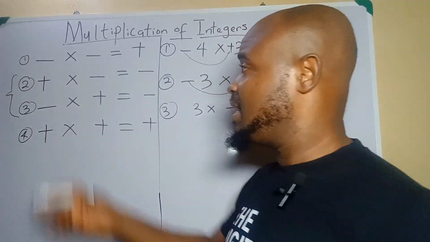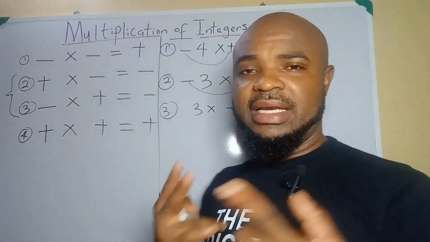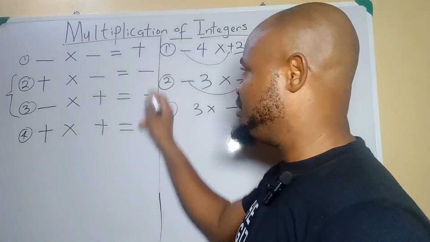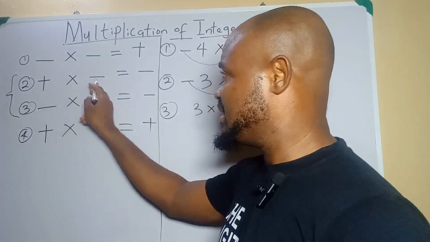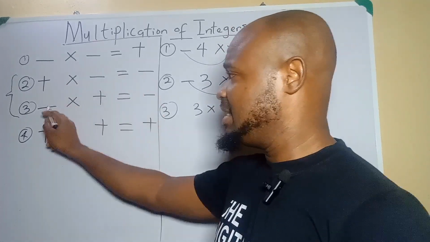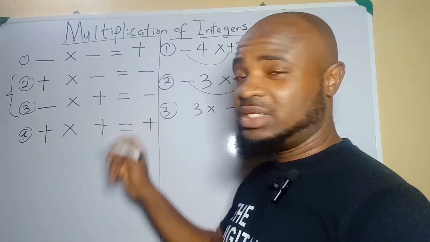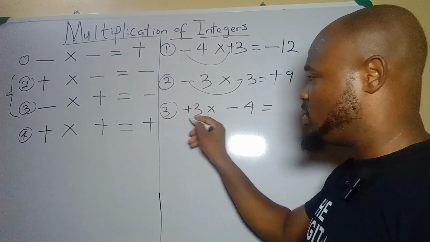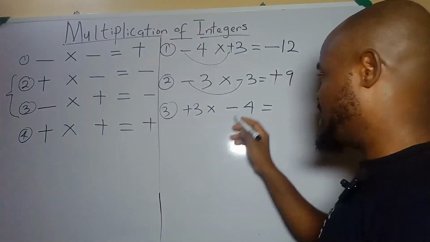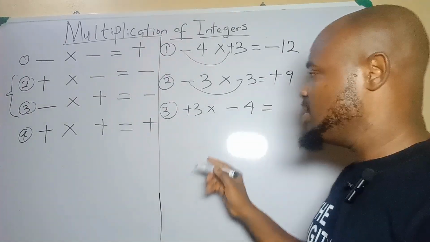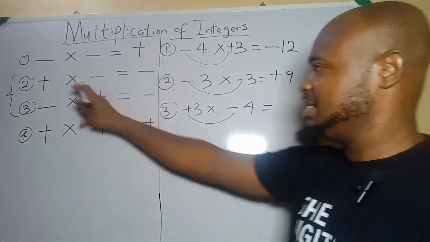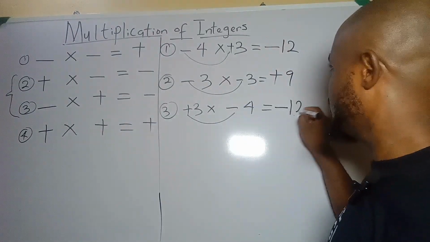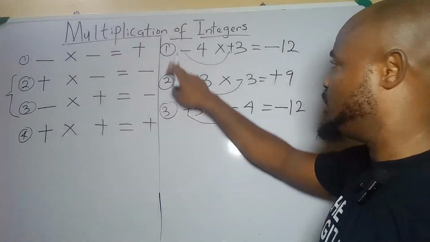Whichever one comes first, either the positive or negative, for as long as the negative and positive are being multiplied, your answer will still end with what? Negative sign. So positive times negative equals negative, or negative times positive will still give us what? Negative. So if I give you a question like number 3 now, 3, this time around my 3 is positive and it's coming first, and my 4 is negative and it's coming next. So positive times negative is still the same thing, negative, and 3 multiplied by 4 will give us what? 12. So this answer, number 3 and number 1 are the same.